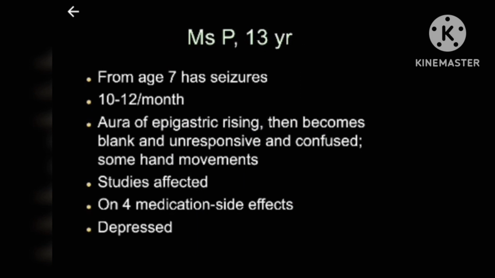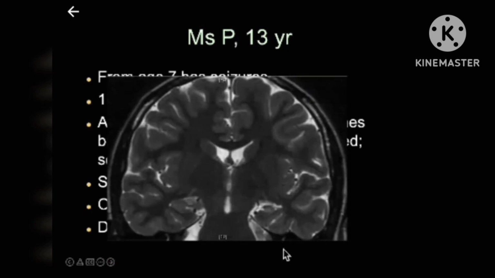Right? So now finally, this is the last case. It will take another 3-4 minutes. I'll just show you what an epilepsy syndrome is and how we approach it. This is a 13-year-old girl who has been having seizures from the age of 7. You see this cluster of symptoms. She feels an epigastric rising sensation, as if something is rising from the stomach. Then she becomes blank, then unresponsive, then confused. She's on 4 medicines with no effect. It's affecting her studies.